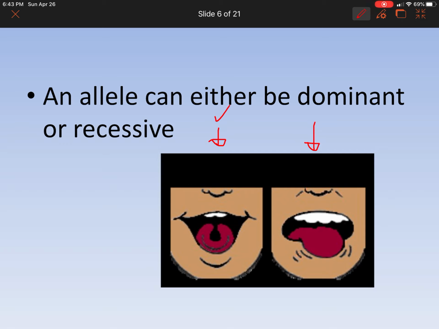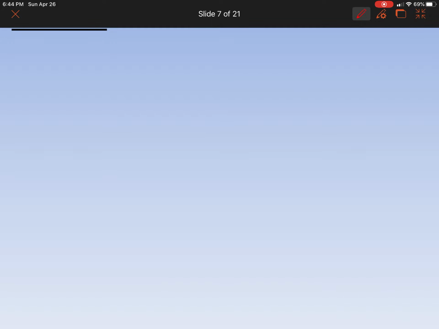Now, weirdly, this is because of an allele. There's an actual allele for tongue rolling. We're going to talk more about it later, whether it's dominant or recessive, but just keep this in your mind. So figure out now which one you are, if you are in the tongue rolling camp or the non-tongue rolling camp.